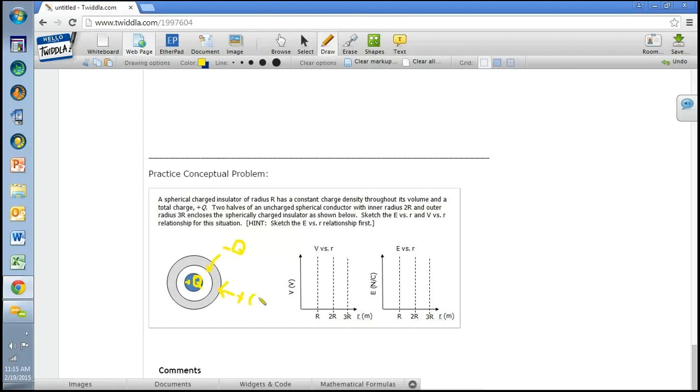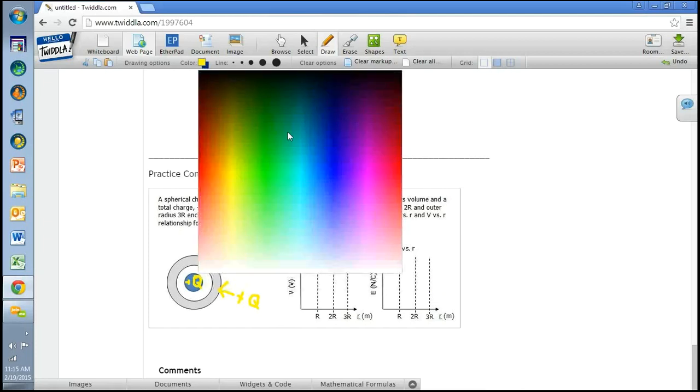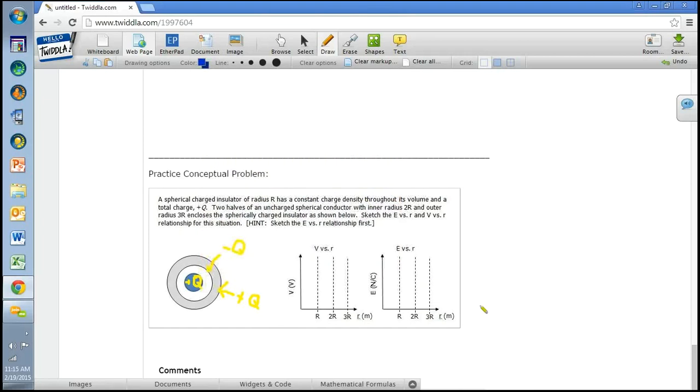Okay. Those are a couple of conceptual questions I wanted to make sure we answered. And now what I want to do is plot what the E field would look like. So imagine doing the Gaussian. This is stuff that we should be able to do. Way out here beyond 3R, what kind of relationship would it be? Inverse square, right? So I'm going to draw an inverse square function here for the E field. What would the E field be inside this conductor between 2R and 3R? If it's a conductor.